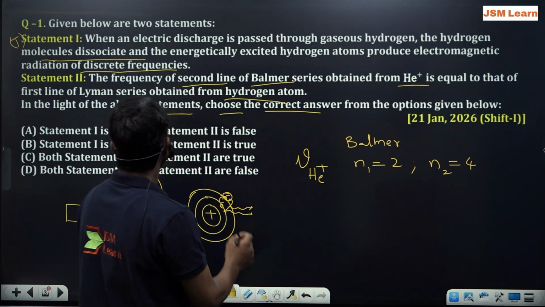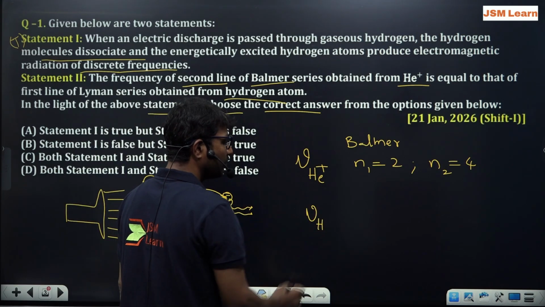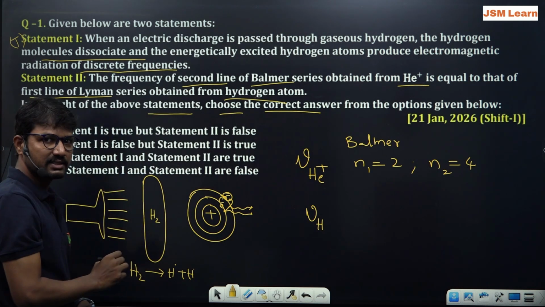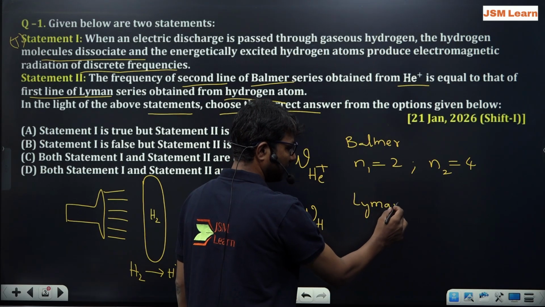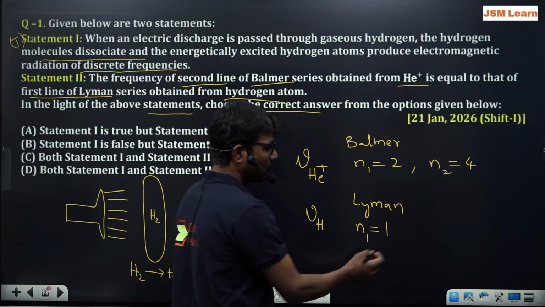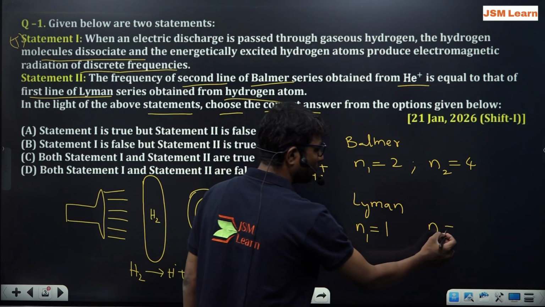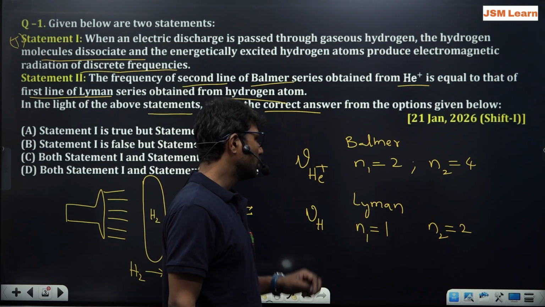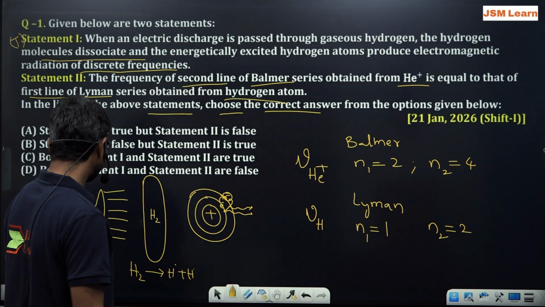Next, we check whether this frequency of He plus equals the frequency of hydrogen in the case of the first line of the Lyman series. In the Lyman series, the first line is 2 to 1. So the first line means n1 is 1 and n2 is 2. So these two frequencies we have to identify. Now let us see.